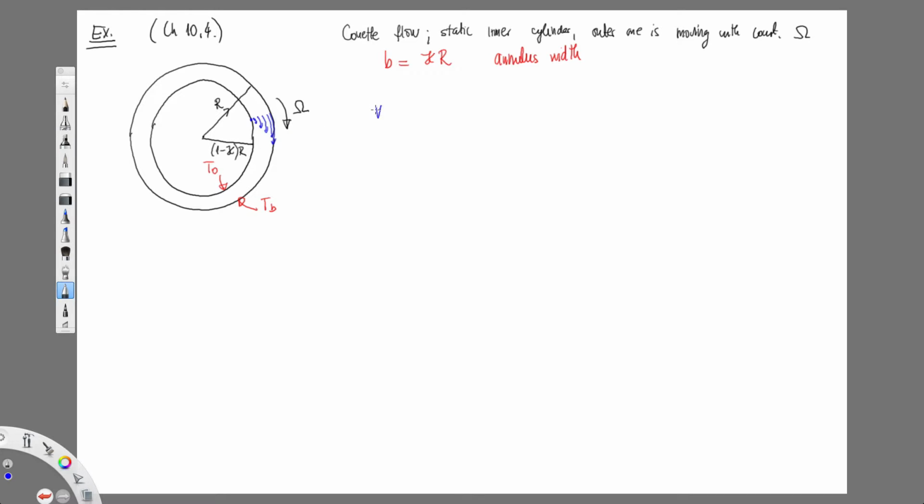And we actually had an expression for it, okay? So my V theta of R was omega R, R divided by kappa R minus kappa R divided by R divided by 1 over kappa minus kappa, okay? And VR, VZ were 0. So this was our solution from chapter 3, okay? I'm just stating.